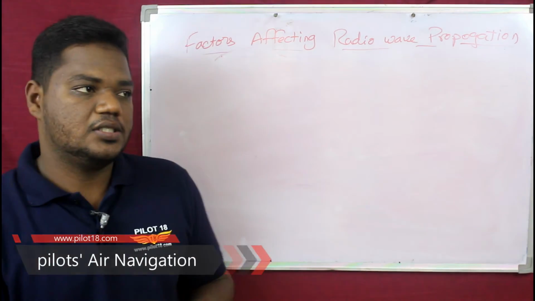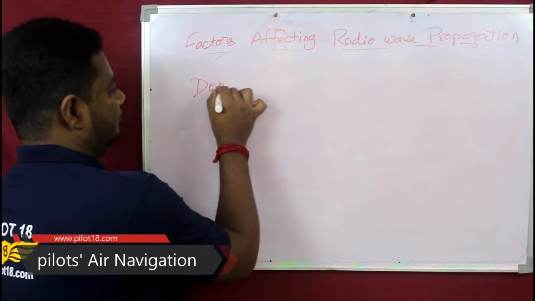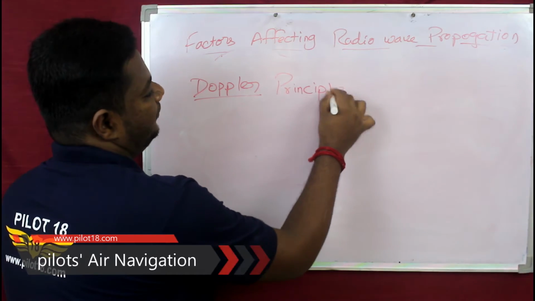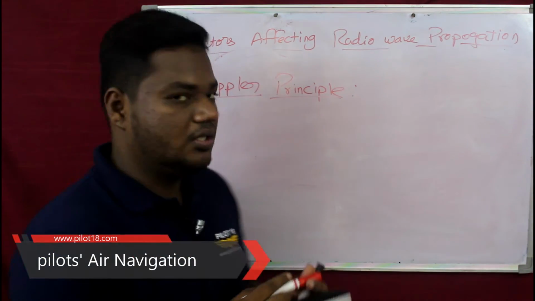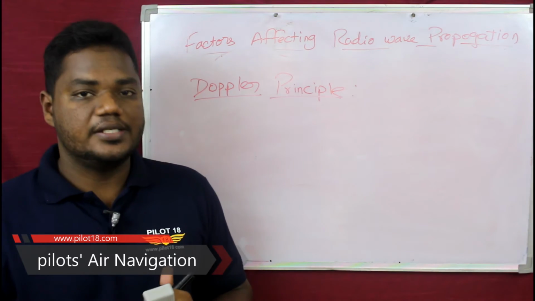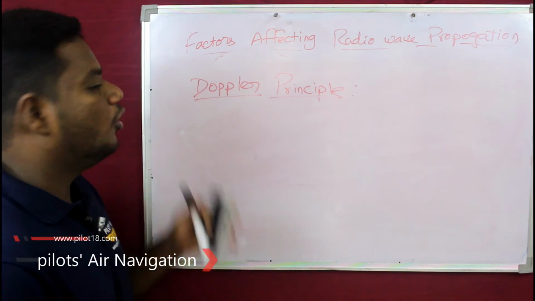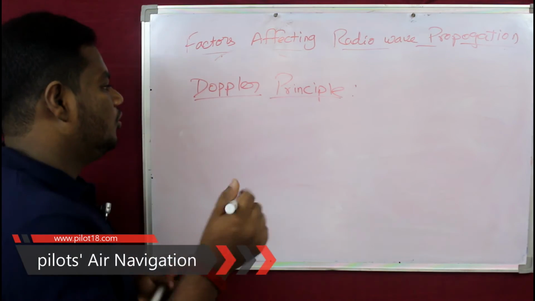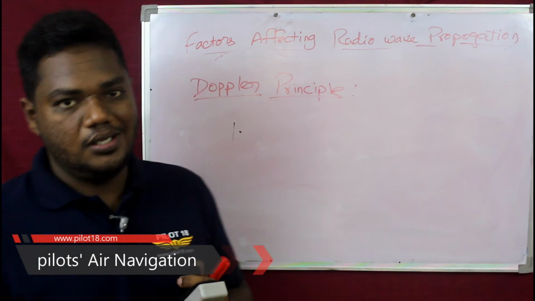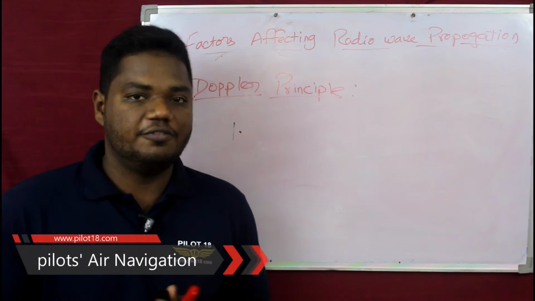So next is Doppler principle. So far we are just seeing the overview of the basics which would be required in order to understand all the radio aid equipment, right? So now let's see Doppler principle. So Doppler principle is actually what? A change of frequency when there is a relative motion between two different objects.